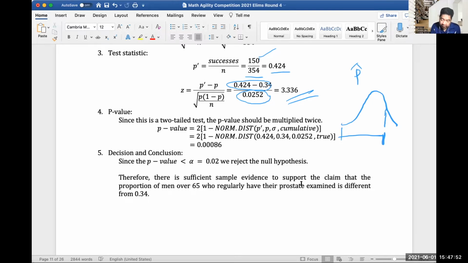So if you subtract from 1, you will get this value, the one in the shaded portion.